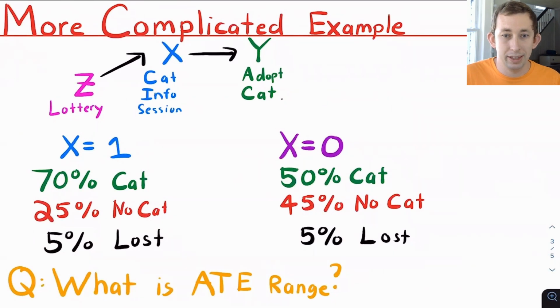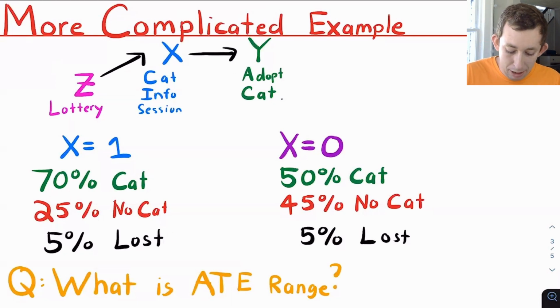We don't know whether or not they got a cat or not. Well, just looking at the numbers, we can see that our point estimate would be, well, 70% of people got a cat in the treatment group and 50% of people got a cat in the control group. So maybe this cat info session increased whether or not you got a cat by 20 percentage points, because it's going from 50% to 70%. It's not a percentage change, that's percentage points. Percent is something different. So that's a 20 percentage point increase based on this treatment.